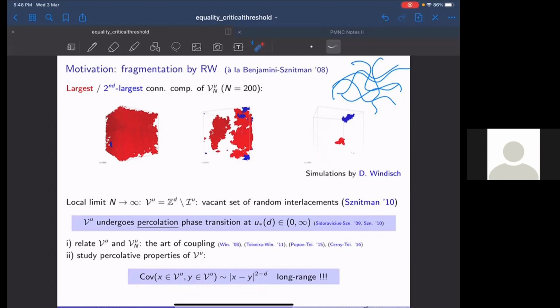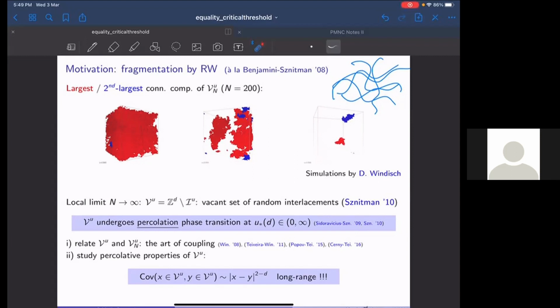So what I write here is the covariance between the states of two faraway points, where the two points x and y are both in the vacant set. Now for Bernoulli percolation, and at least conjecturally for FK models in the critical phase, this covariance decays exponentially.